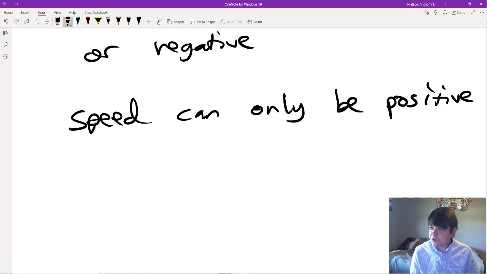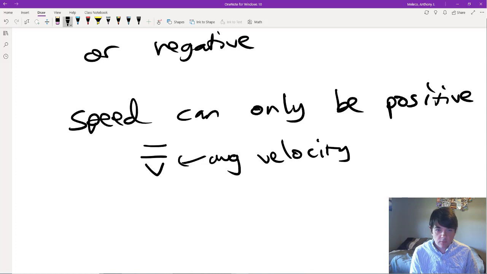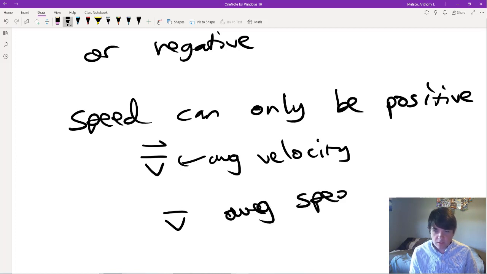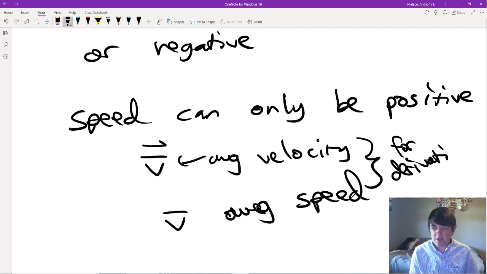The last type of notation that you may see is v with a bar, which means average velocity, and then average speed. We only use the averages for derivations, so showing you where equations come from, really. We won't really use this in problems, but just know you can have an average.